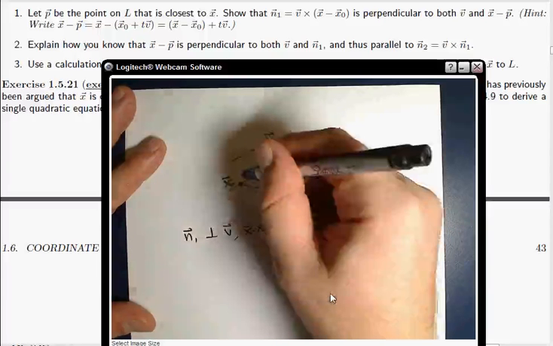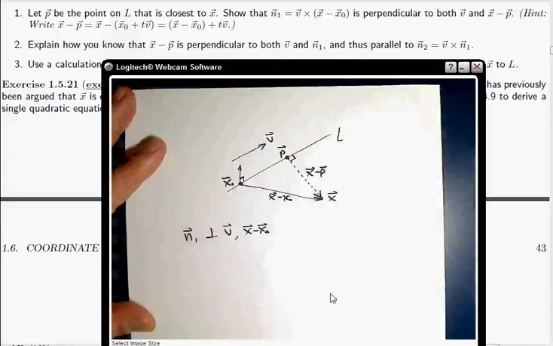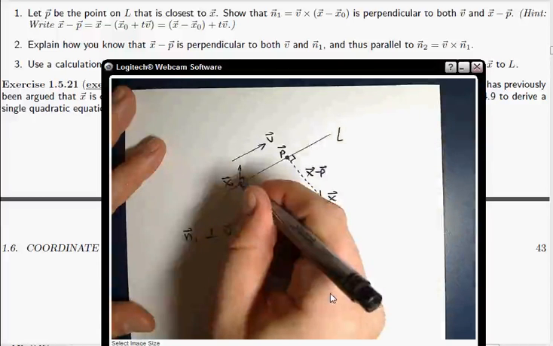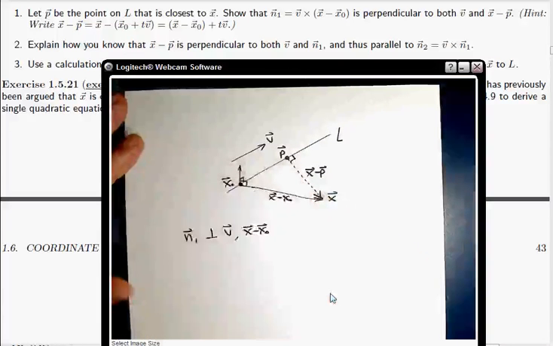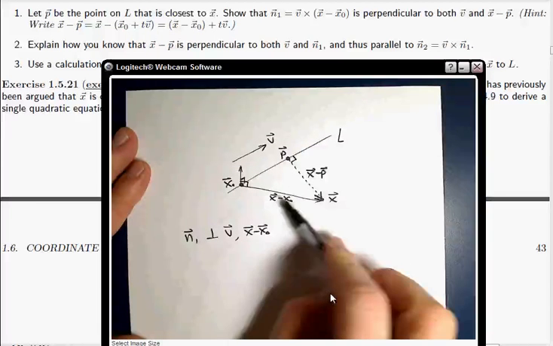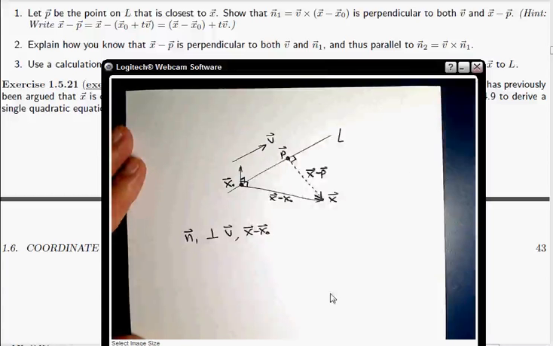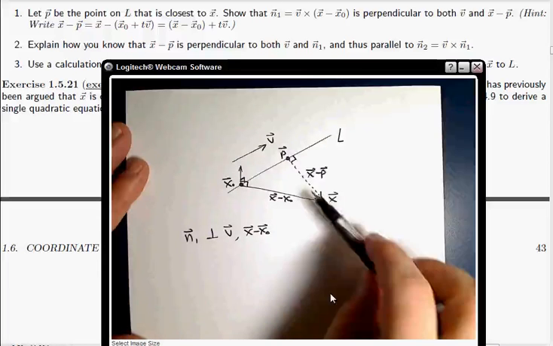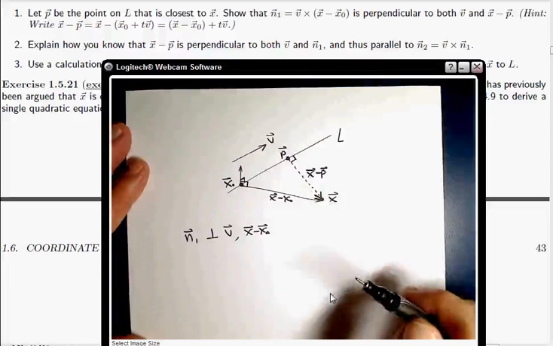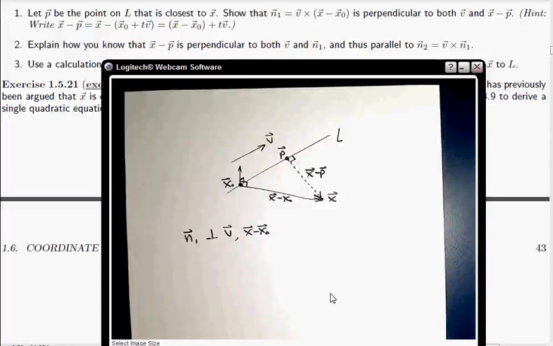So this N1 is sitting up here like that, and it's perpendicular to the line, and it's also perpendicular to that. So geometrically speaking, I claim that in being perpendicular to the line and in being perpendicular to this vector, it's perpendicular to the whole plane that this problem is happening in. And so X minus P is parallel to that plane, and this is perpendicular to that plane. So geometrically, it's kind of appealing.